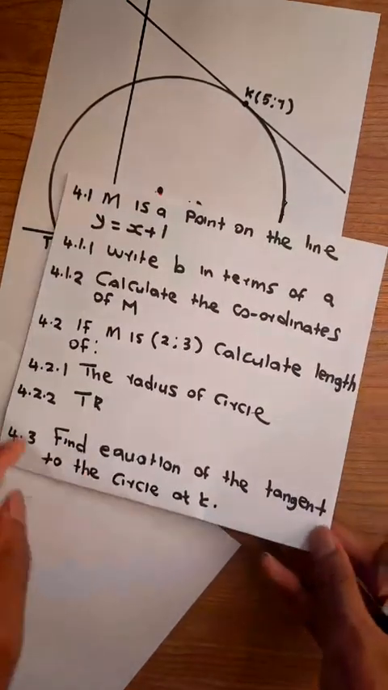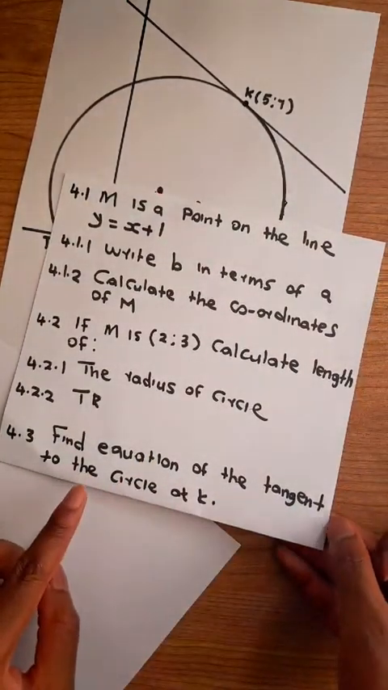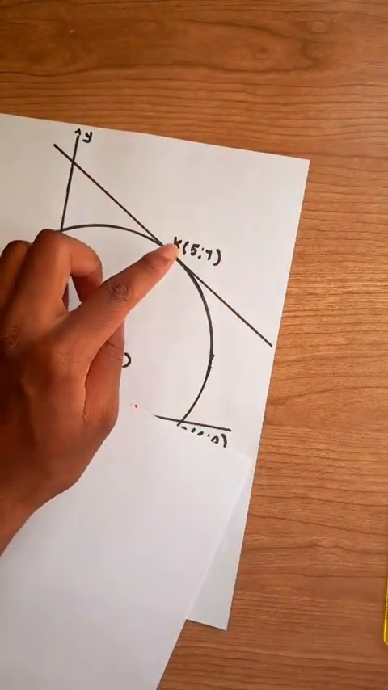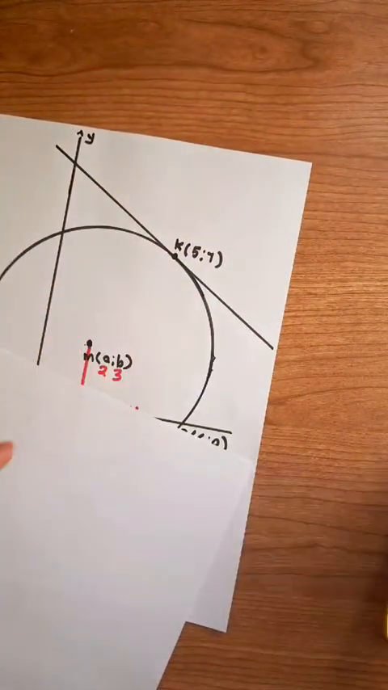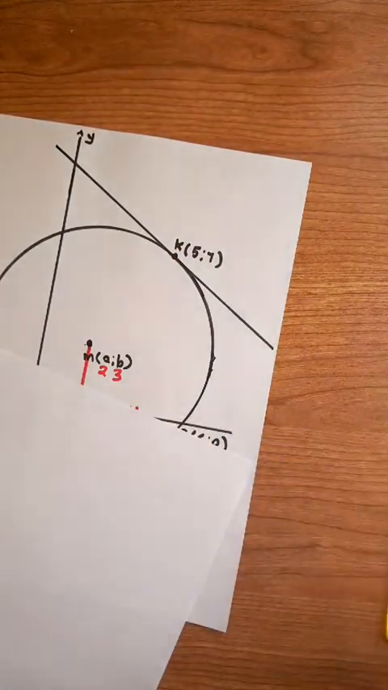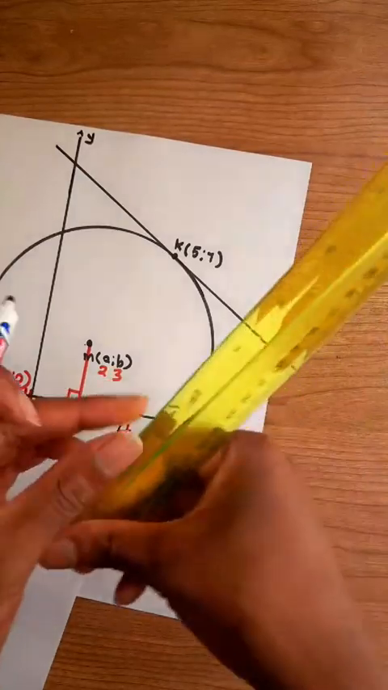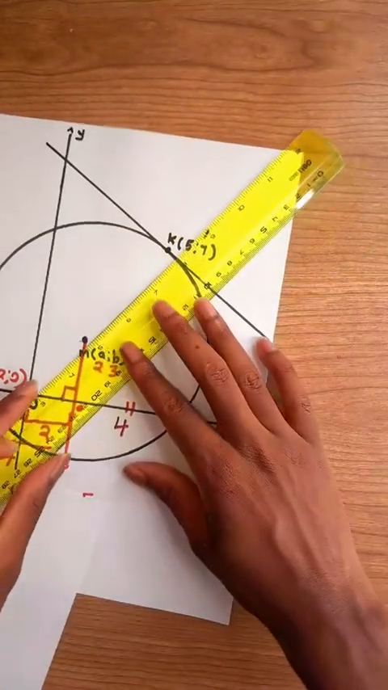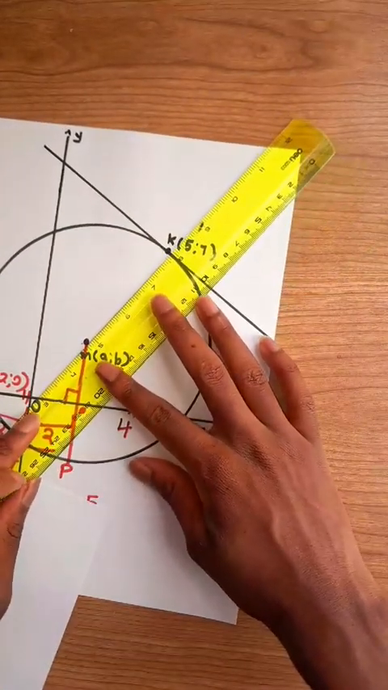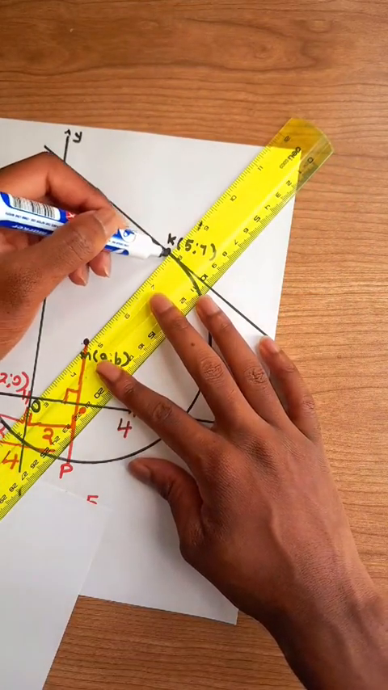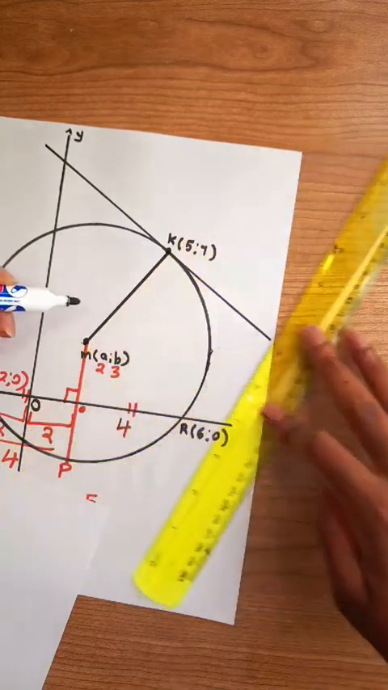The last question says, find the equation of the tangent to the circle at K. Here's the circle at K. They want us to calculate the equation of the tangent. Now the time is actually running, so let me speed up as well. If we construct a line, this is what I love about analytical geometry. If you enroll in this course, it's impossible you are going to fail. It's impossible.